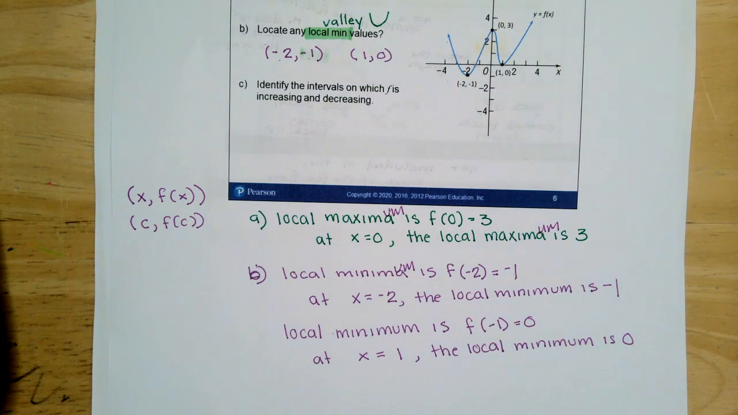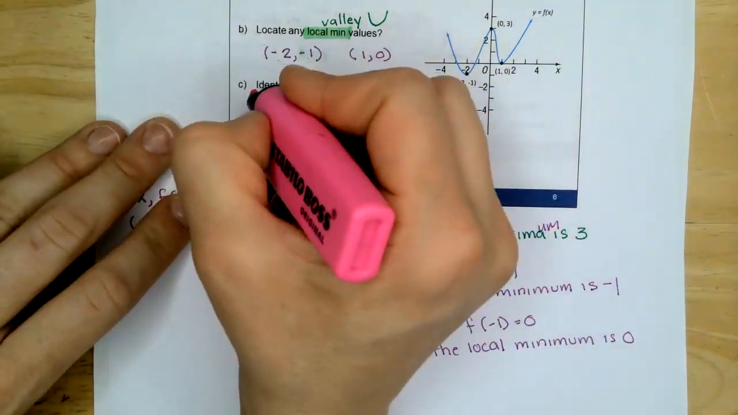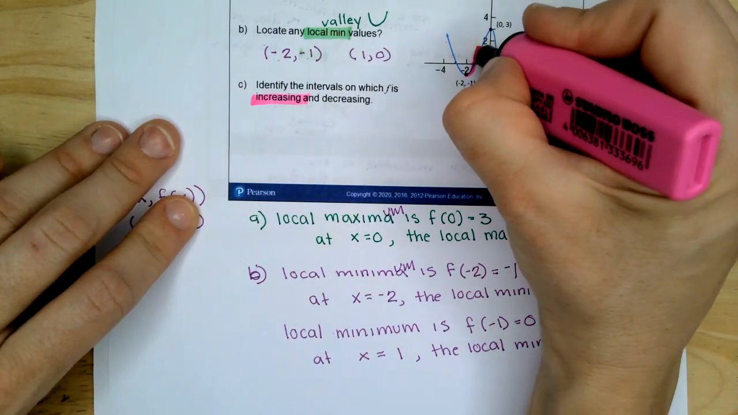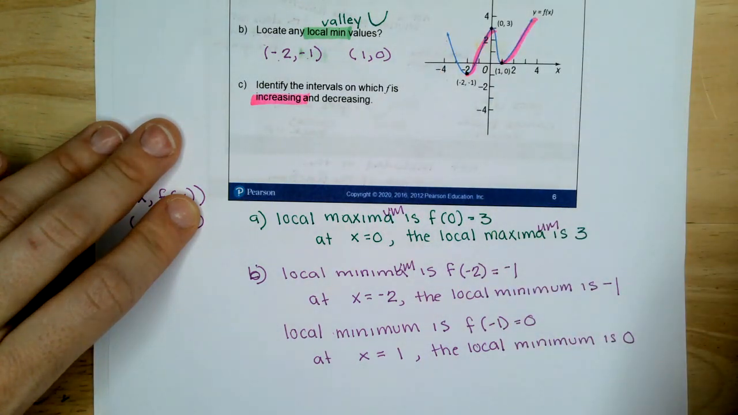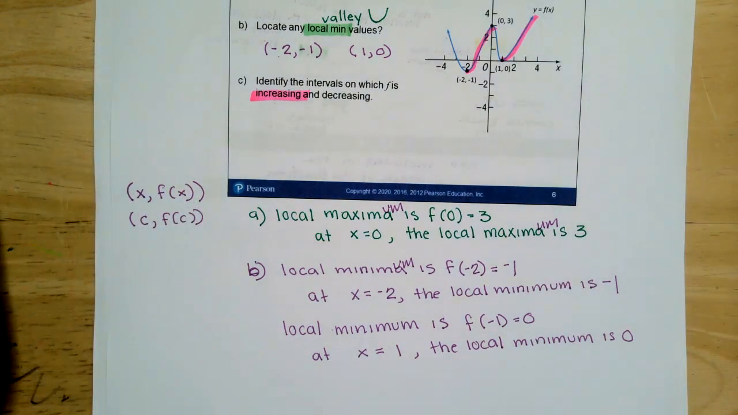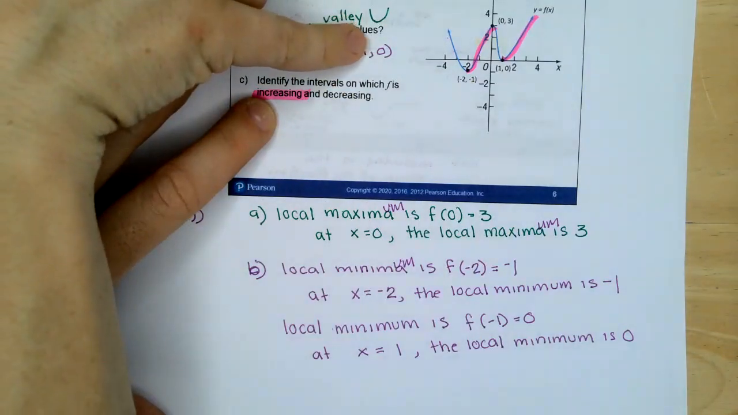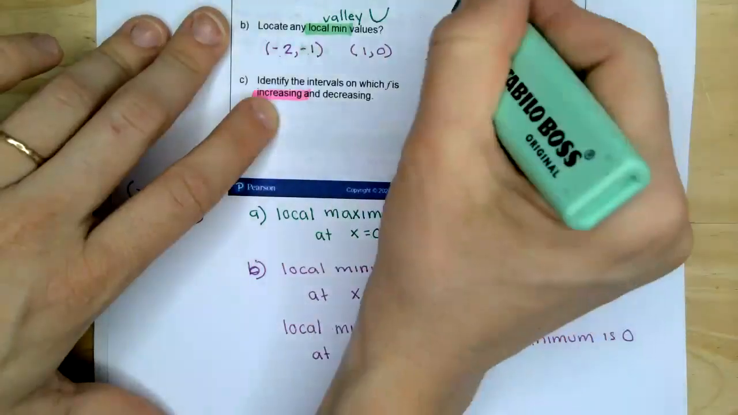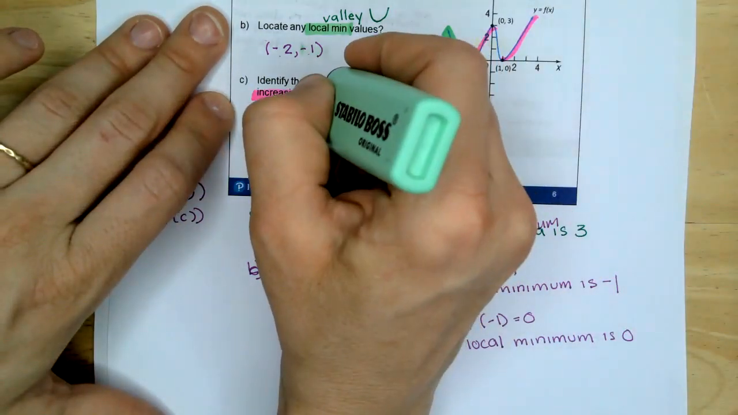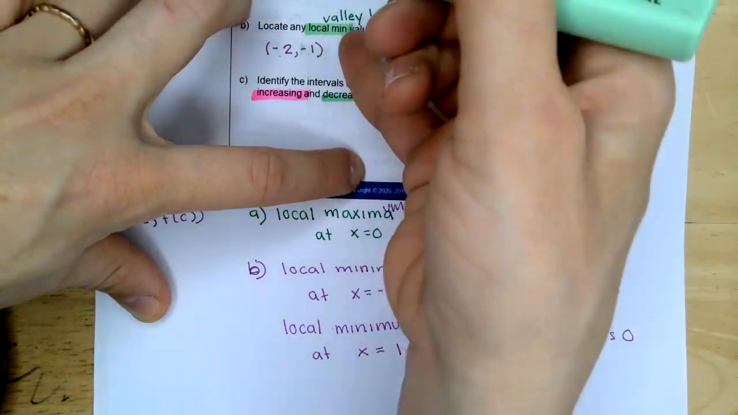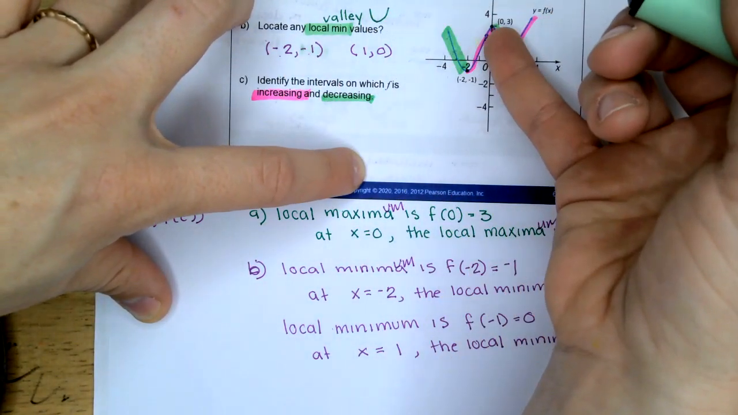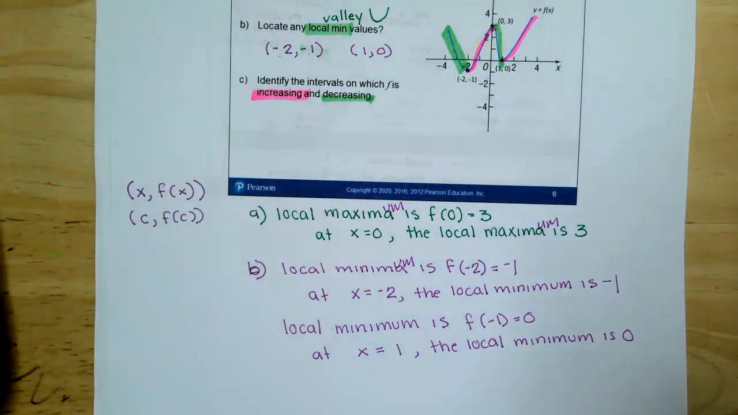C, identify the interval on which f is increasing and decreasing. Increasing means the slope is positive. Believe it or not, even though the arrow's pointing up, this is not increasing. That's actually decreasing. We just want to look at it like you're reading a sentence, like you're running into the line. If you run into this line, you go downhill. So that's decreasing. Those sides are decreasing because left to right, that's going down, left to right, that's going up, left to right, that's going down, left to right, that's going up. That's how I decide, okay?